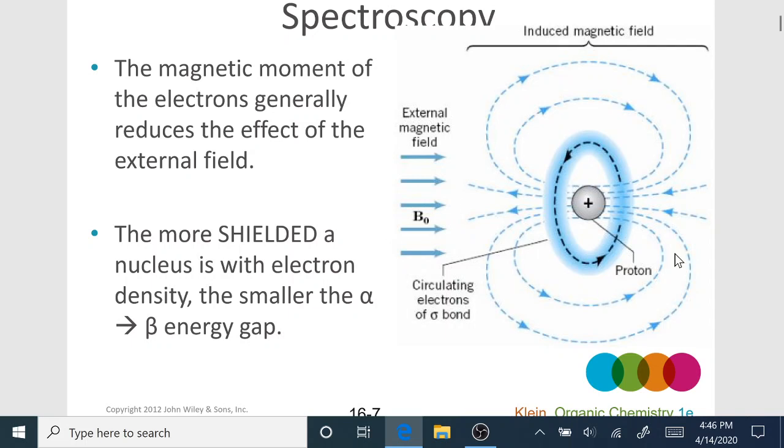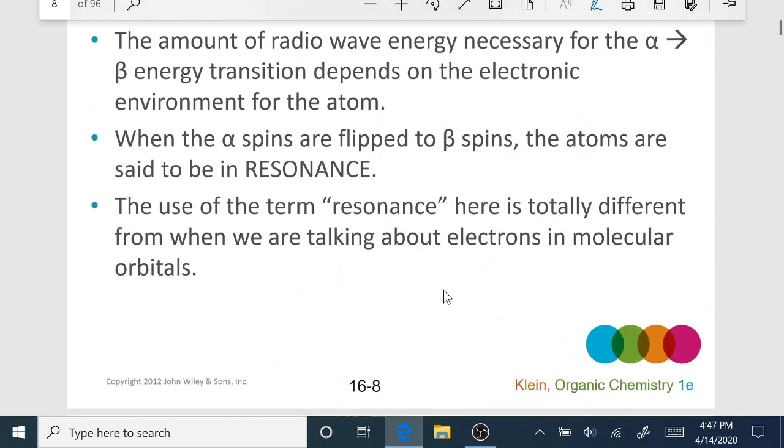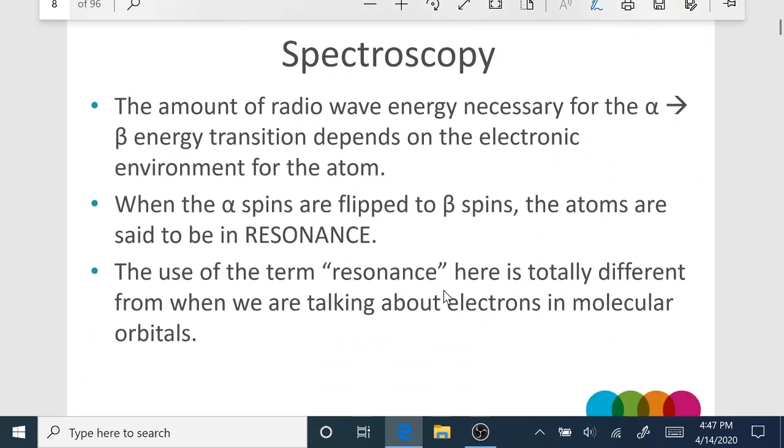The more shielded a nucleus is, the more it's going to affect how it interacts with that field. If we have more electrons around it, we're going to see a difference in how it interacts with the external field. The more shielded a nucleus is, with the electron density around it, the smaller the energy gap, and that's going to affect where these nuclei end up in the spectrum.